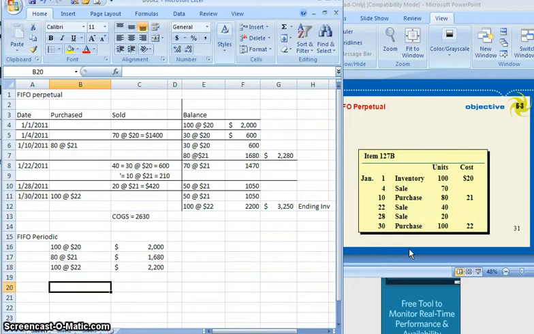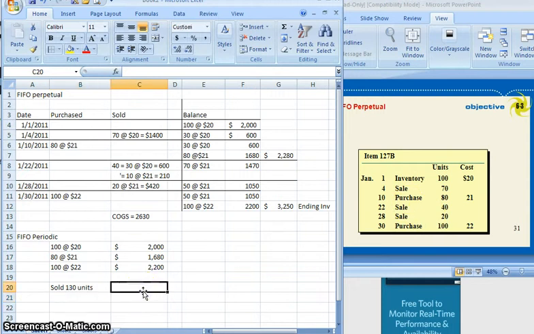Now, what did we sell? Let's count them up over here. We sold 70 units here, we sold another 40 here, and we sold 20 here. So if we add that together, in total we sold 130 units. Alright, so now let's assign some costs to those units.